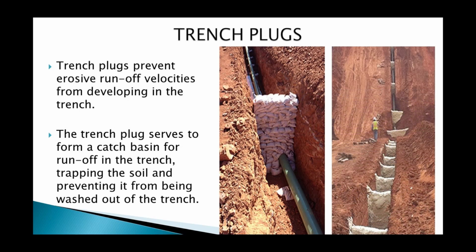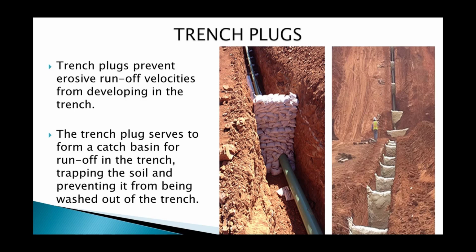Trench plugs. Trench plugs are used to prevent erosive runoff velocities from developing in the trench. They keep the drainage areas small and break up the runoff as it goes downhill in the pipeline trench. The trench plug serves to form a catch basin for runoff in the trench, trapping the soil and preventing it from being washed out of the trench.